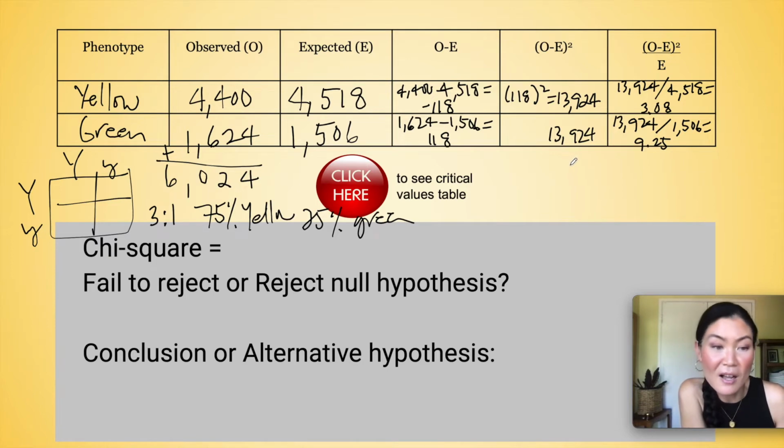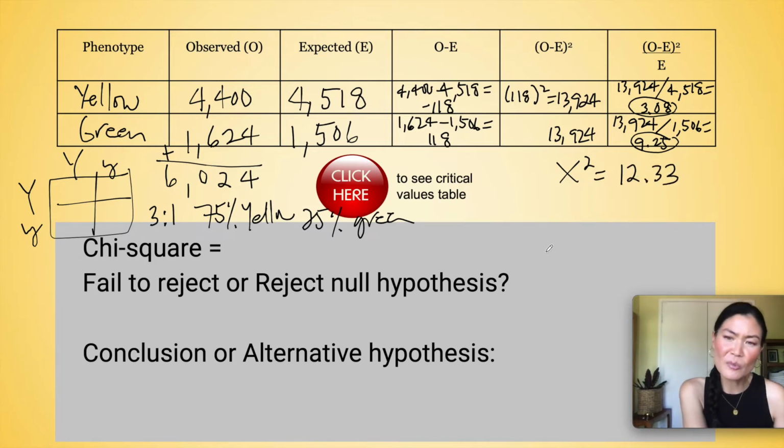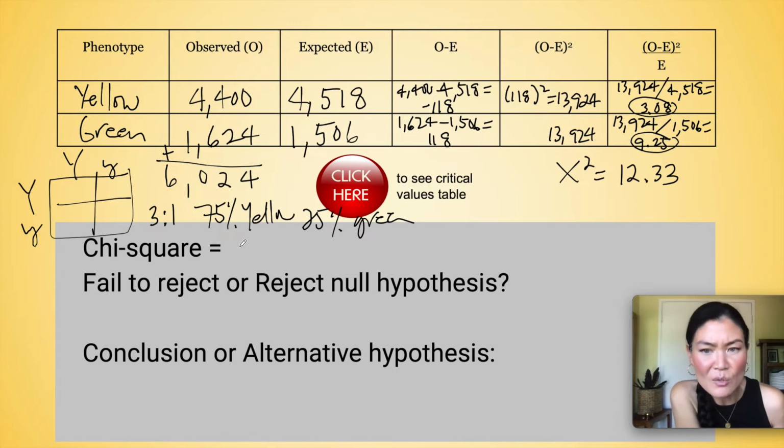Because chi-square is equal to the sum of these numbers, so I have to add these two numbers up. 3.08 plus 9.25, and if I do that using my calculator, I get 12.33. That is my chi-square. 12.33. Am I going to fail to reject or reject my null hypothesis?